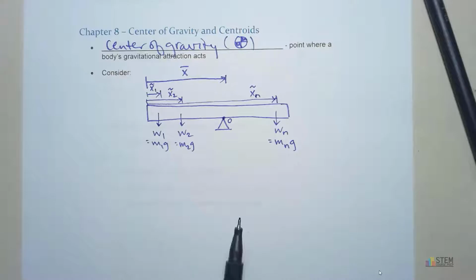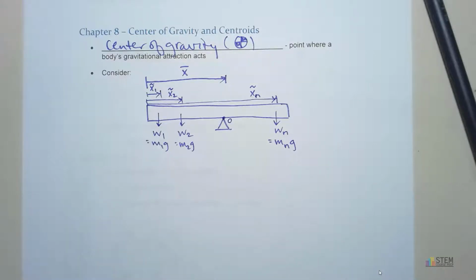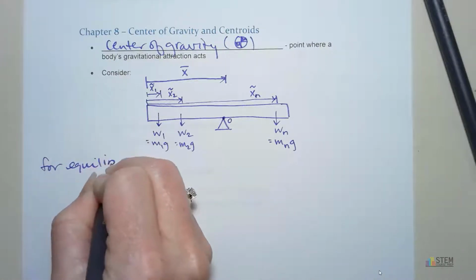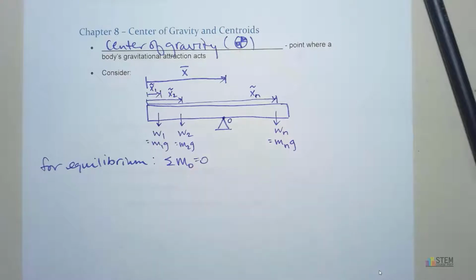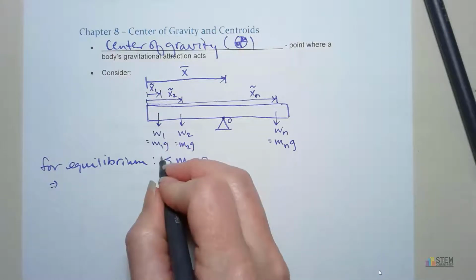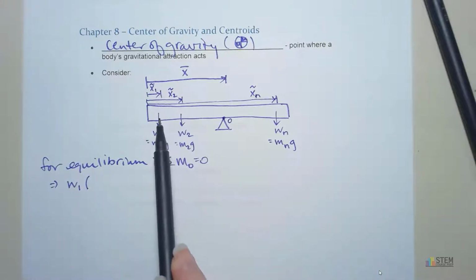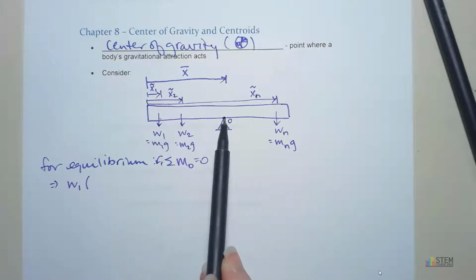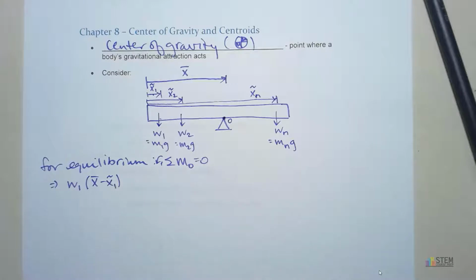No big deal. Now let's say we want to do equilibrium, because remember we said this was going to be perfectly balanced. It's not moving, it's just sitting here, balanced perfectly. That means we've got equilibrium. For equilibrium, we know the sum of the moments about our point O has to be equal to 0. Let's calculate the moments for our points about point O, starting with W1 first. Counterclockwise is still positive. The moment is weight 1 times the distance from here over to here, which is X bar minus X1 tilde. That's our moment arm.